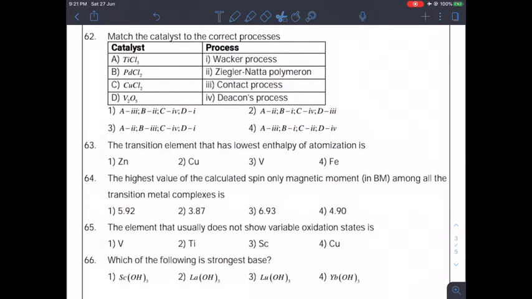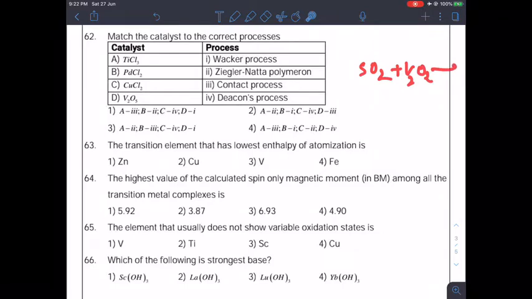Moving to the next question, 62. They have given in one column the various catalysts, and in the other the different processes associated with them. If you remember the contact process, during the preparation of H2SO4, when SO2 was oxidized using oxygen, we require a catalyst because this is a very slow reaction and it forms SO3. In this particular case, V2O5 is required, right.